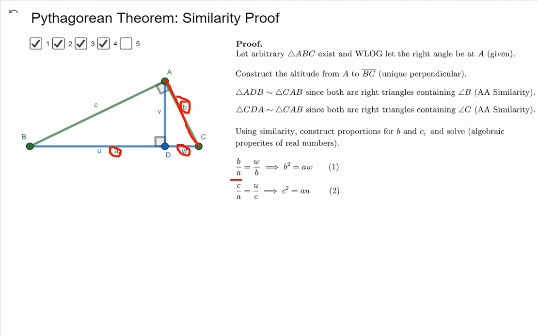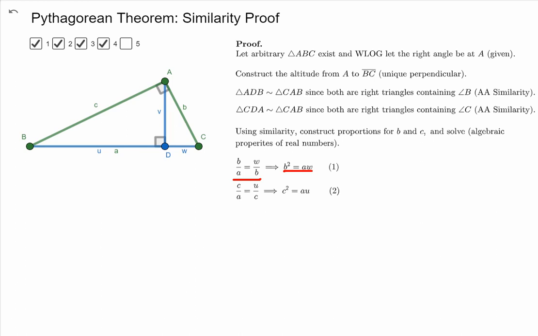So B is the hypotenuse in the blue, A is the hypotenuse in the green. So we're going blue over green in both of these to set up this proportion here. And then I can clear out my denominators. When I multiply through by A and multiply through by B, I get B squared equals A times W.